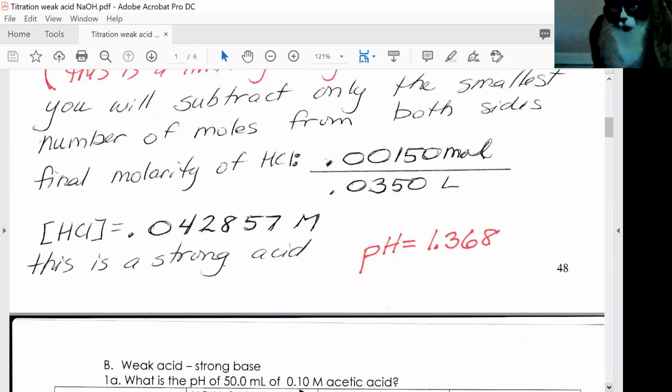We convert that into our molarities. We do the calculation. We get 0.042857 molar. And this is a strong acid. So whatever your molarity is of a strong acid, you use that to get your pH. So our pH is 1.368.